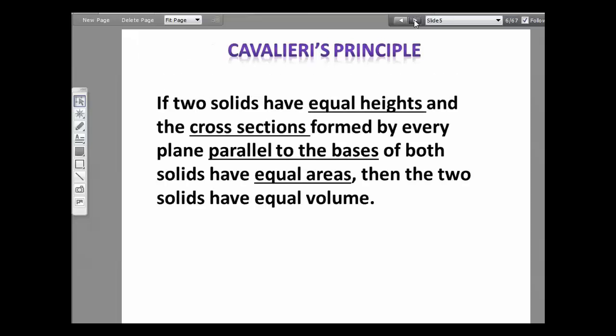Now, Cavalieri's principle says if two solids have equal heights and the cross-sections formed by every plane parallel to the bases of both solids have equal areas, then the two solids have equal volume. Now that's a whole lot of words. So we're going to get to see it in practice so we understand what the words mean.